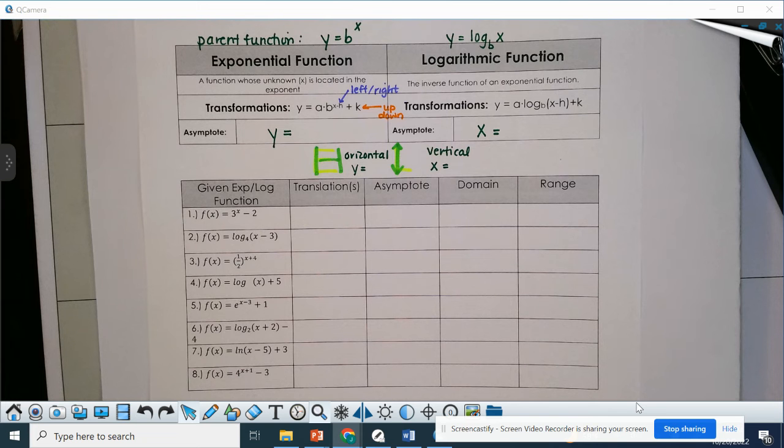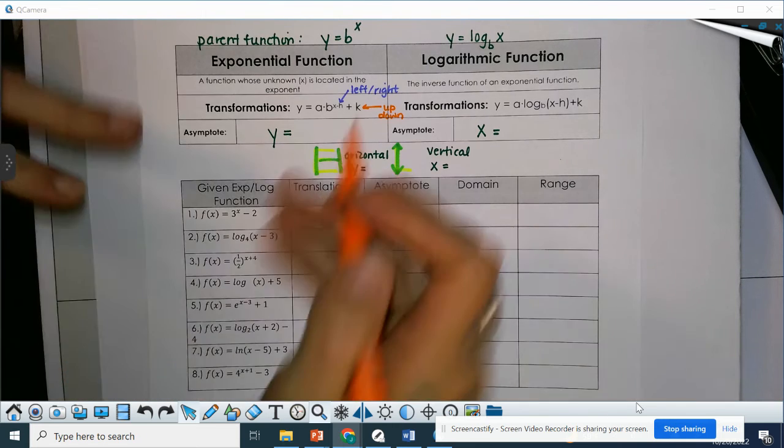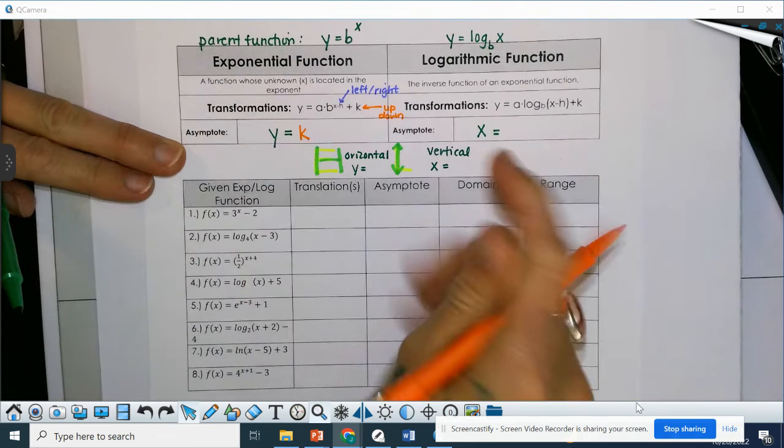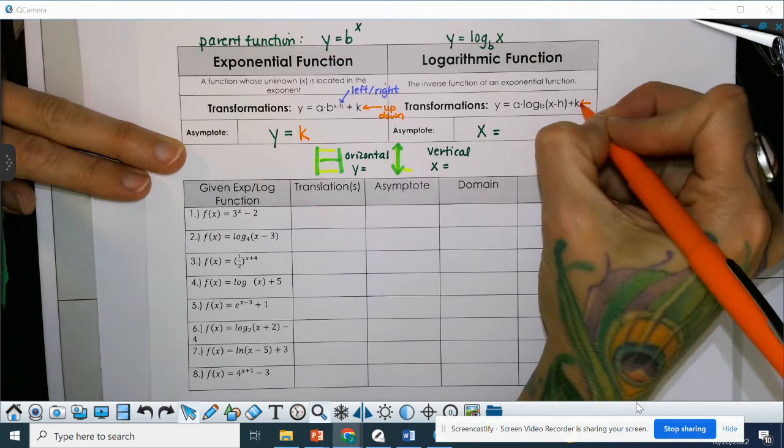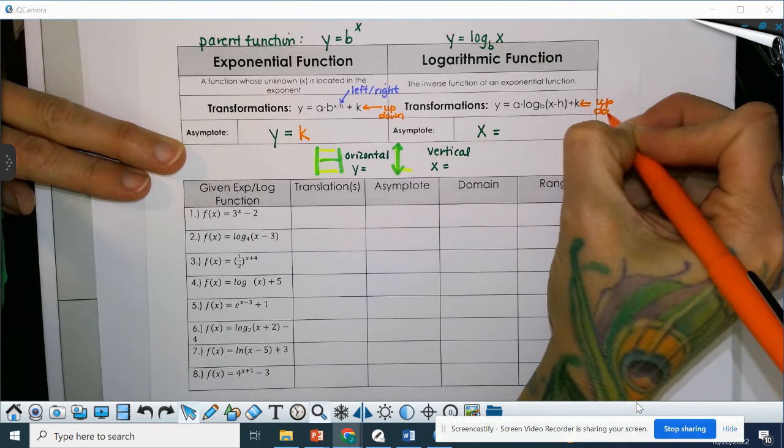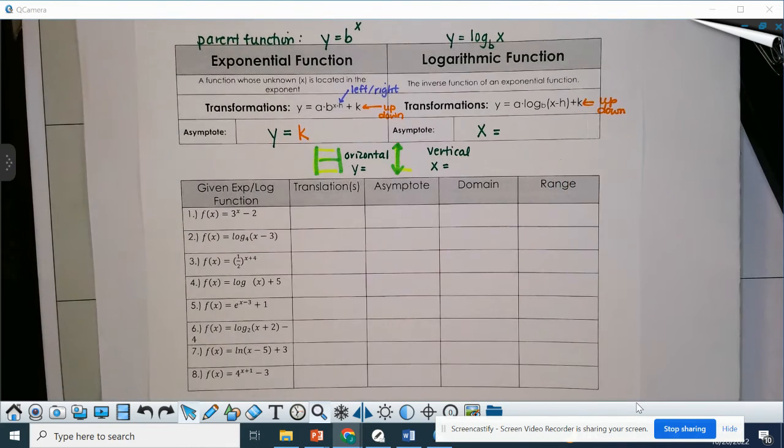So looking at your asymptote, y equals means it's going to be a horizontal asymptote. So the change is going to be whether it went up or down. And up, down is k. And then in your transformations for your log, it's the same thing. So k is still your up, down. And then h is still your left, right.